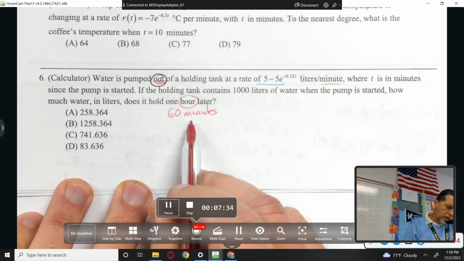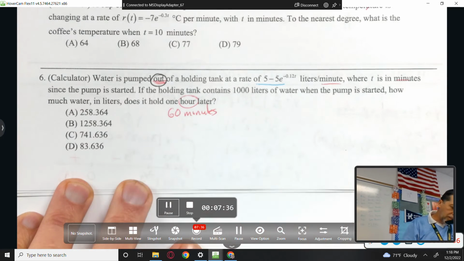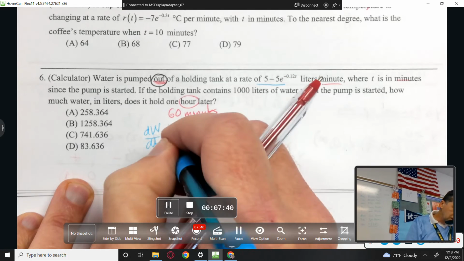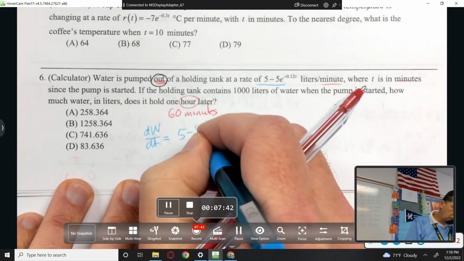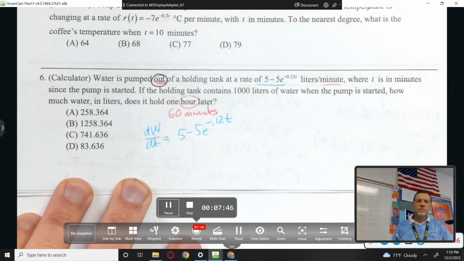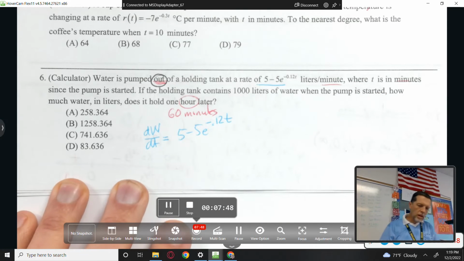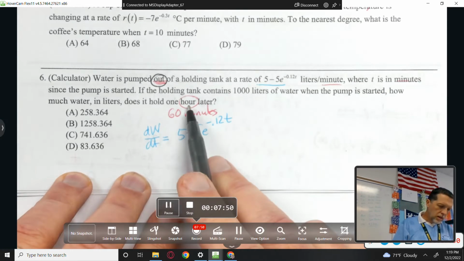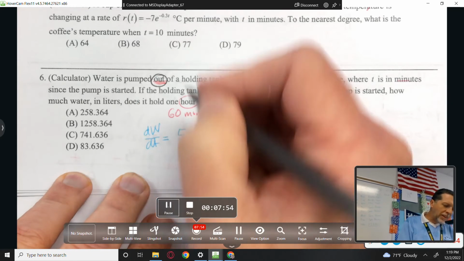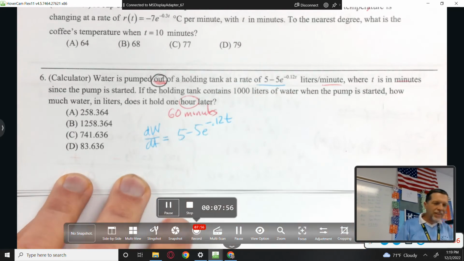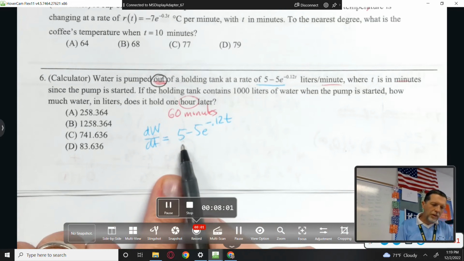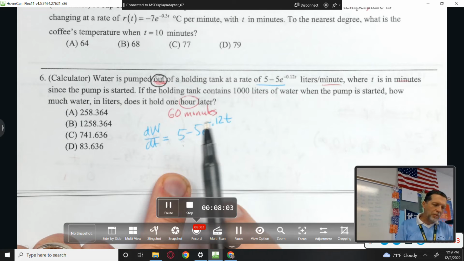Okay, so water is pumped out of a holding tank. So that looks like that's a rate. That's a change in water, 5 minus 5e to the negative 0.12t. What it says is pumped out, would it be negative? So I'm still concerned about the negative. So it might be negative on top of all that. Let's be careful. You're right to be concerned about that. That is how much it's being pumped out at.